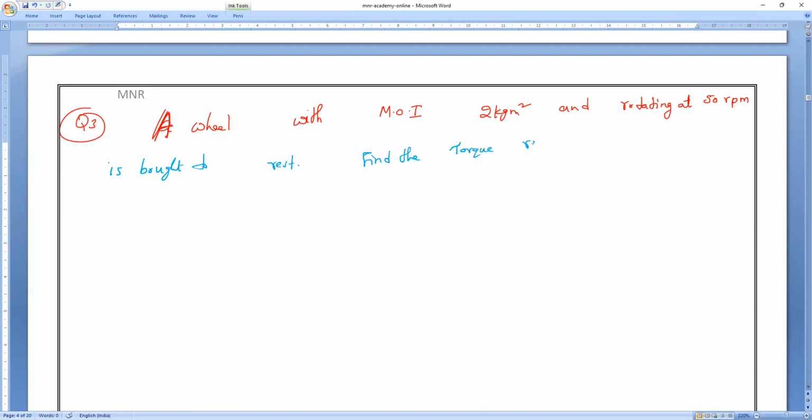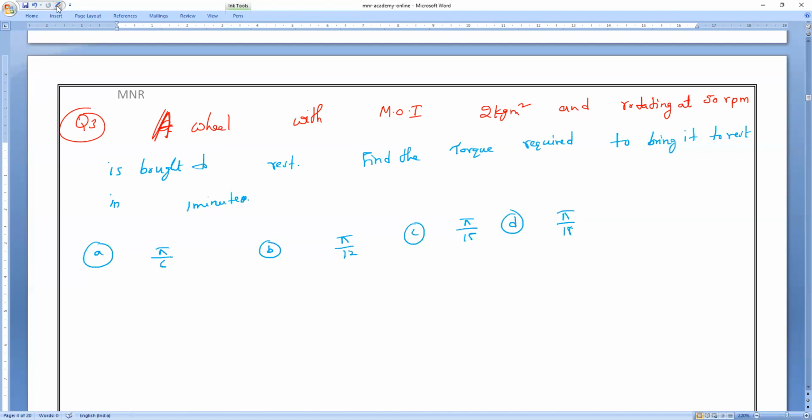We change it into the torque symbol, all of you, the first letter itself. Required to bring it to rest in 1 minute. Bring it to rest in how many minutes? All of you? In 1 minute. Okay. Options: A 5/6, option B 5/12, option C 5/15, option D 5/18. Yes, Mr. Rudresha. You want to stop it within how many minutes, everybody? 1 minute. Are you clear, everybody?